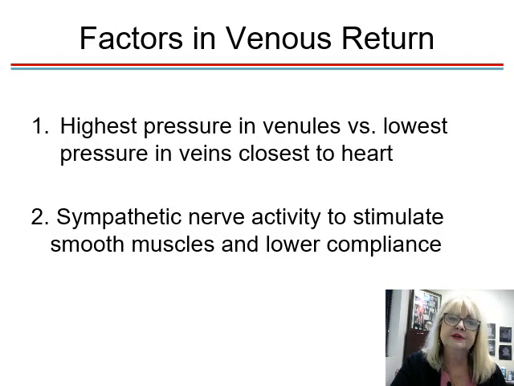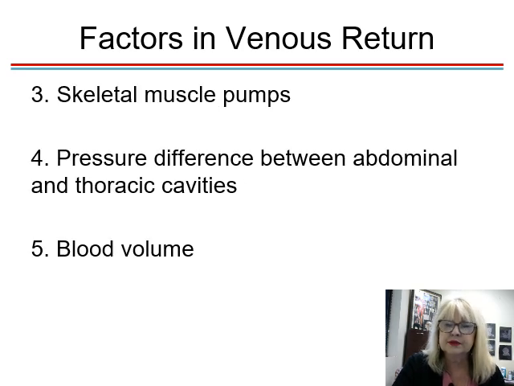Okay, factors in the venous return: the highest pressure in the venules versus the lowest pressure in the veins closest to the heart. So the sympathetic nerve activity stimulates smooth muscles and lowers compliance. These are all factors in venous return. There's also the skeletal muscle pumps and the pressure difference between the abdominal and the thoracic cavities and the blood volume.